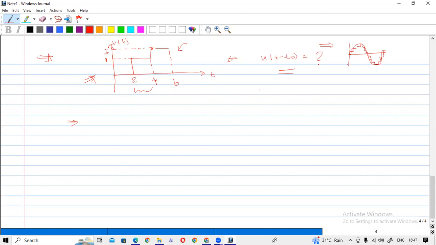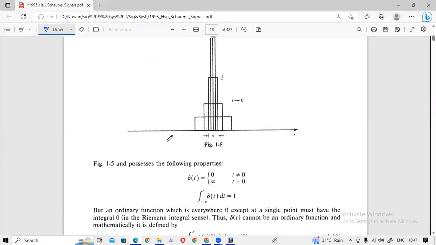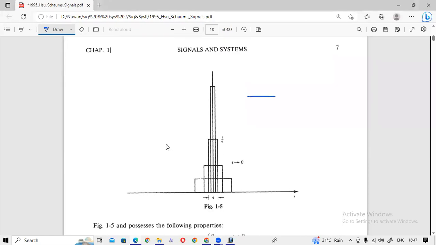So that is how we can use unit step function to represent other signals. That is why we call it the basic function. Now let's move to the unit impulse signals. If I take the reference book, I will take that one. And unit step function is like this. Here t, and you are representing like this. And we call it 1.